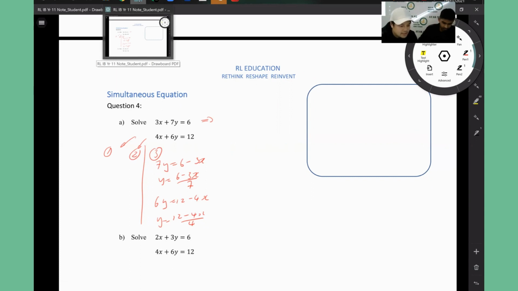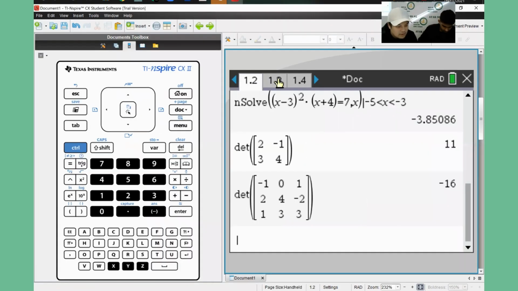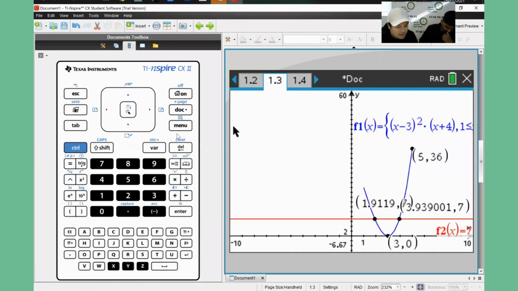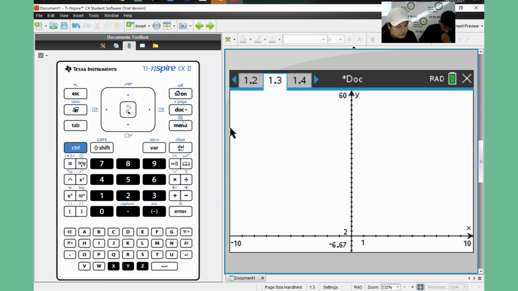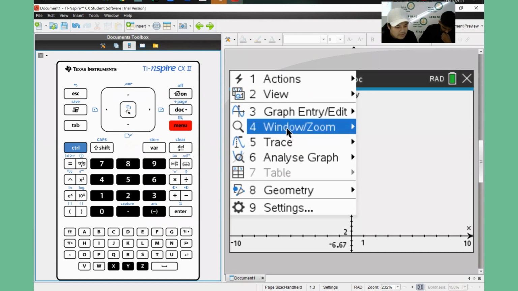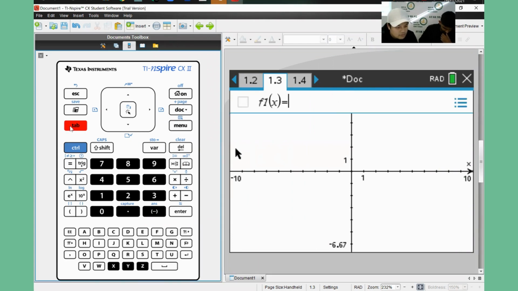All right, so which means what I can do, we can sketch in here. Let's say I want to delete everything. If I don't want this anymore, I finish these questions, or you can open up a new page or delete everything. Yes, okay, delete that and zoom standard. Go back to original. So what I do is type into equation, graph it.